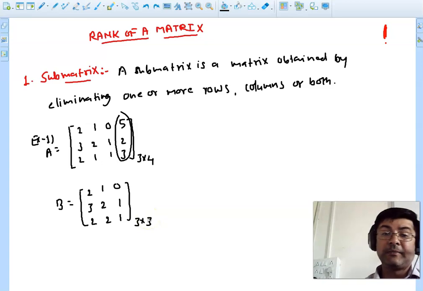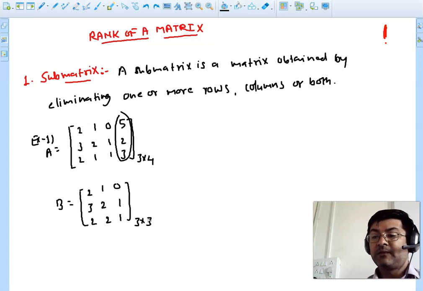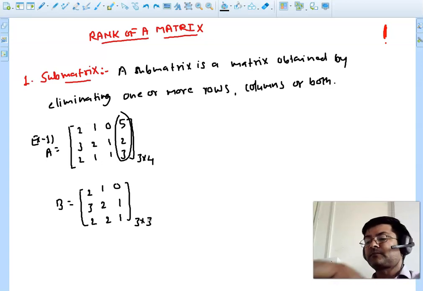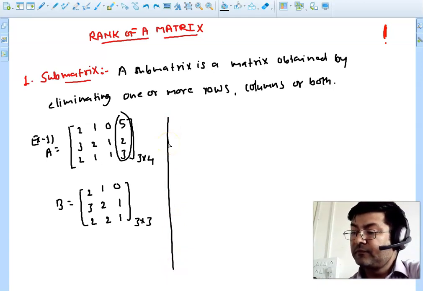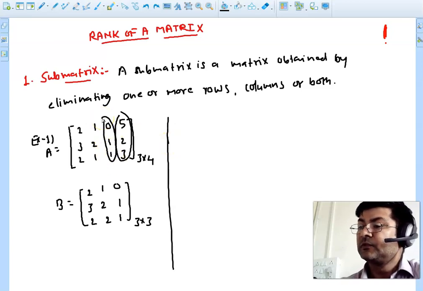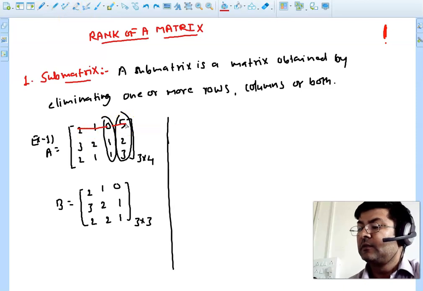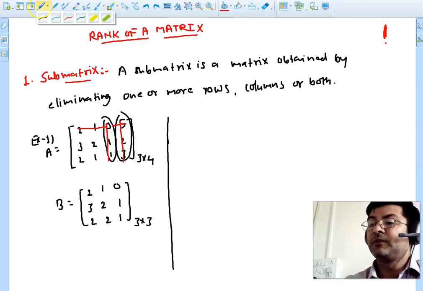Clear? So this matrix B is called the submatrix of matrix A, since we have obtained matrix B from matrix A by deleting or eliminating the fourth column. Clear? Now suppose I even remove the third column also, and let me also remove the first row. The first row and the two columns, third and fourth, I am removing.